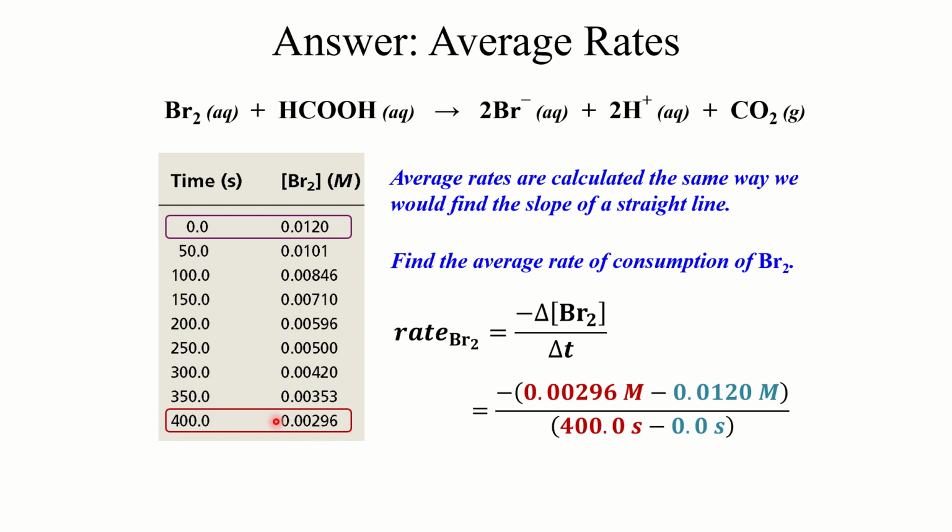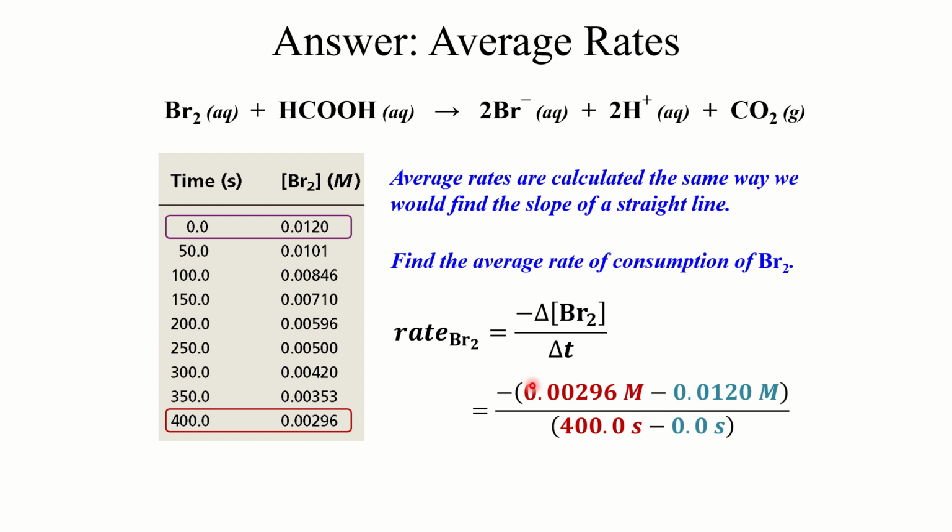So here, our final concentration we could consider to be our y2, and our initial concentration would be the y1. So on top here, we have 0.00296 molar minus the 0.0120 molar. On the bottom, we have the x2 minus the x1. So x2 would be the final time value, 400 seconds, and x1 would be the initial time value, 0.0 seconds.